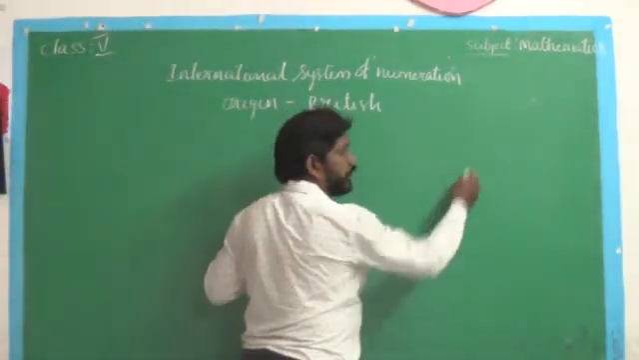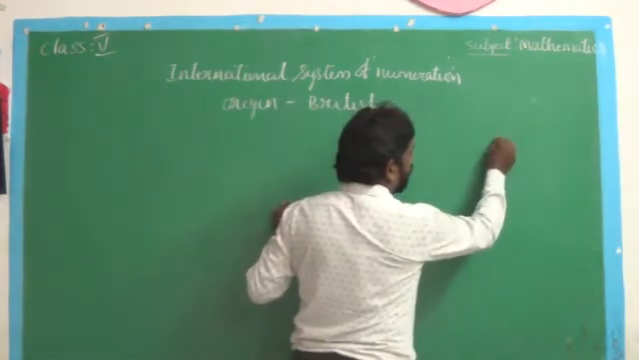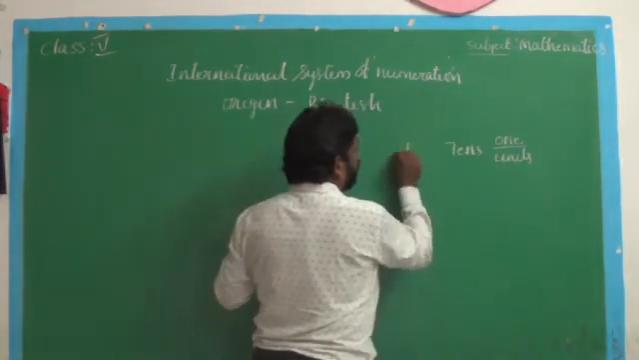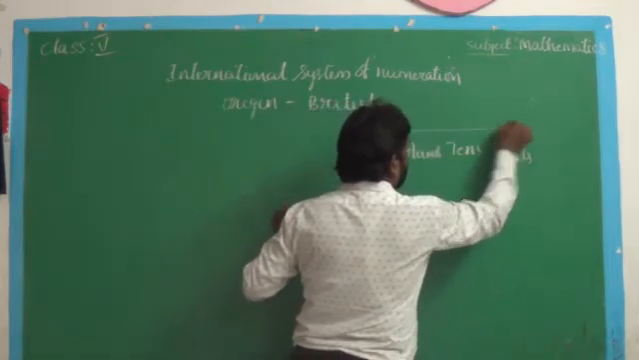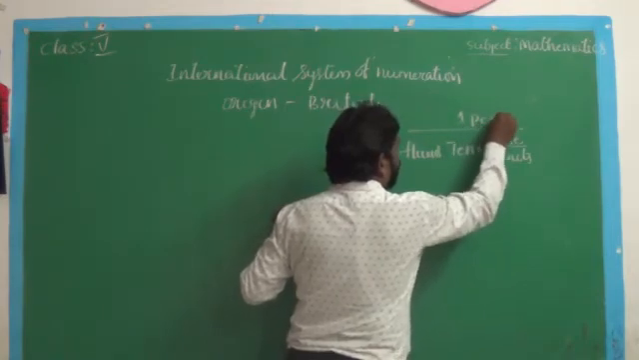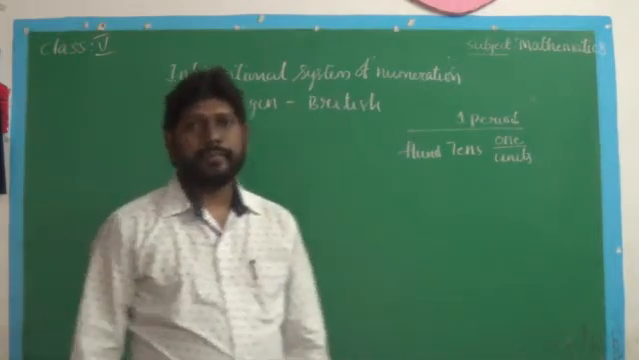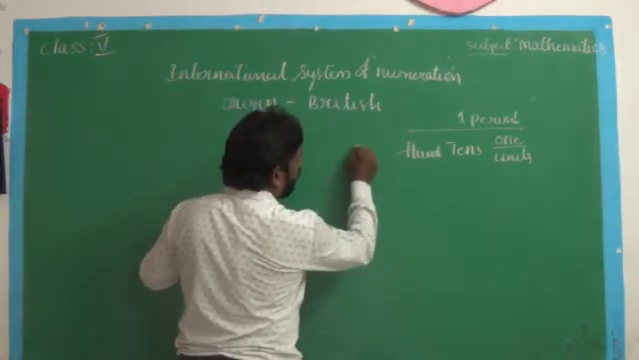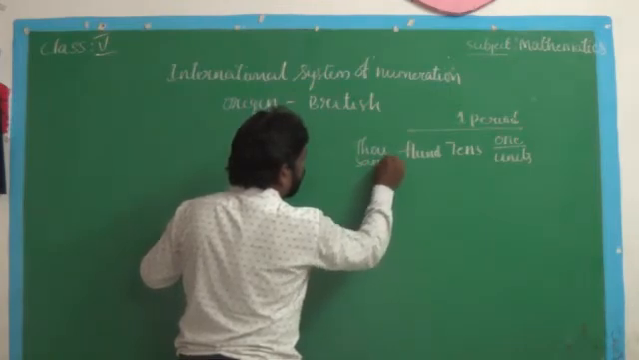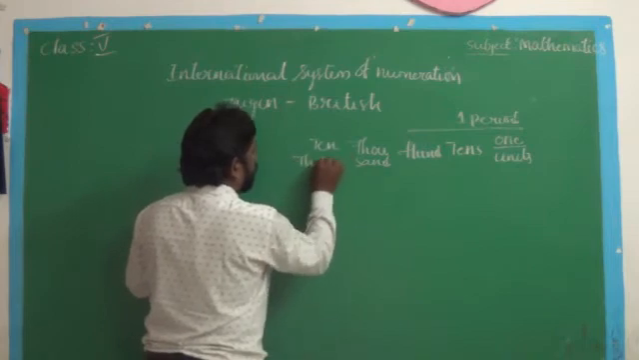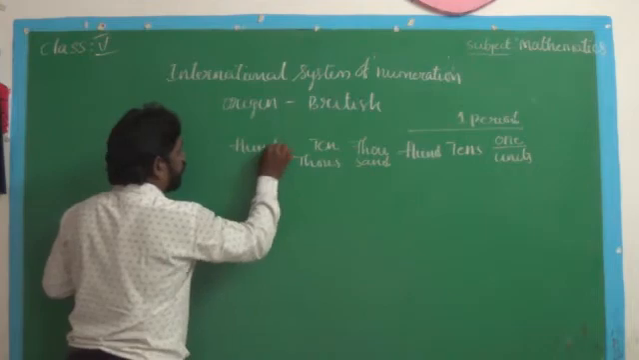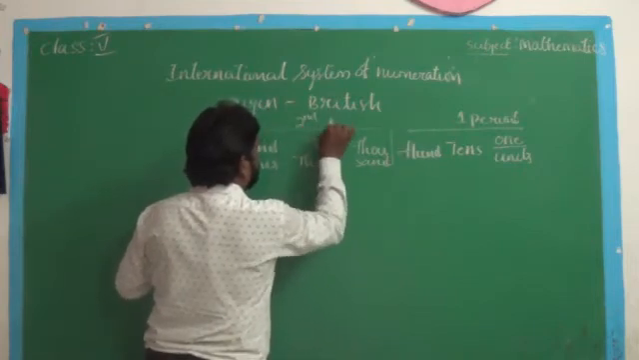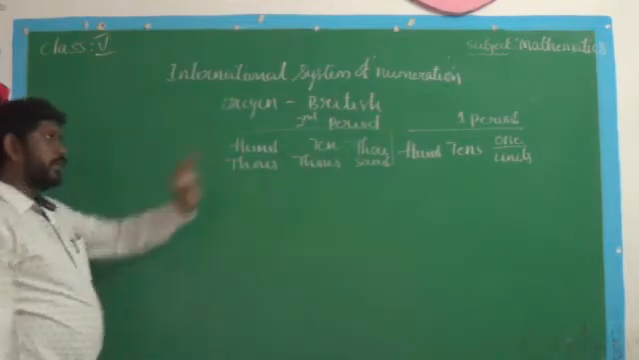In both the Indian and international systems, the first period is formed: ones or units, tens, hundreds. This is known as the first period. What is the use of a period? A period is used for placing commas. There is a second period: 1000, 10,000, 100,000. This is called the second period.